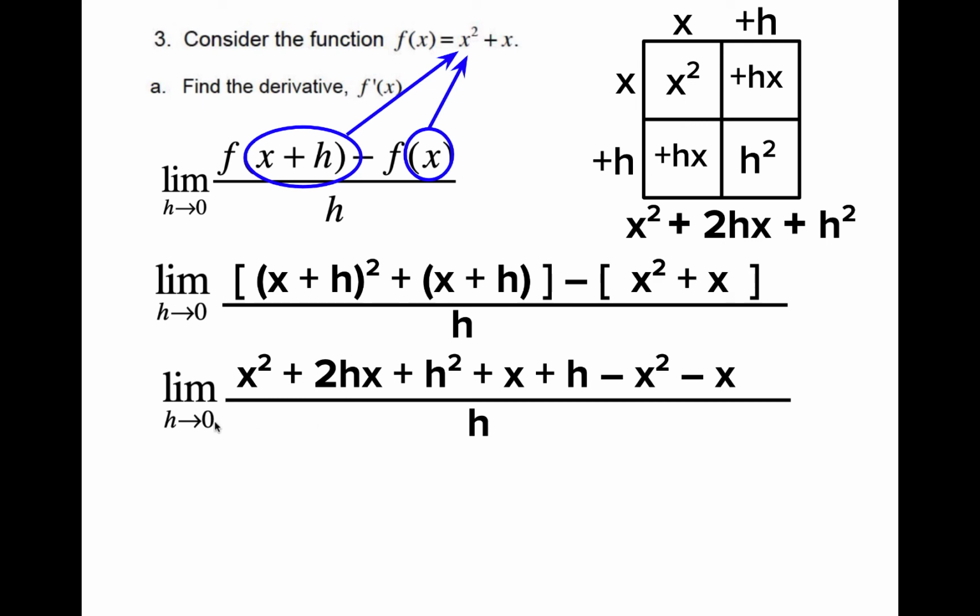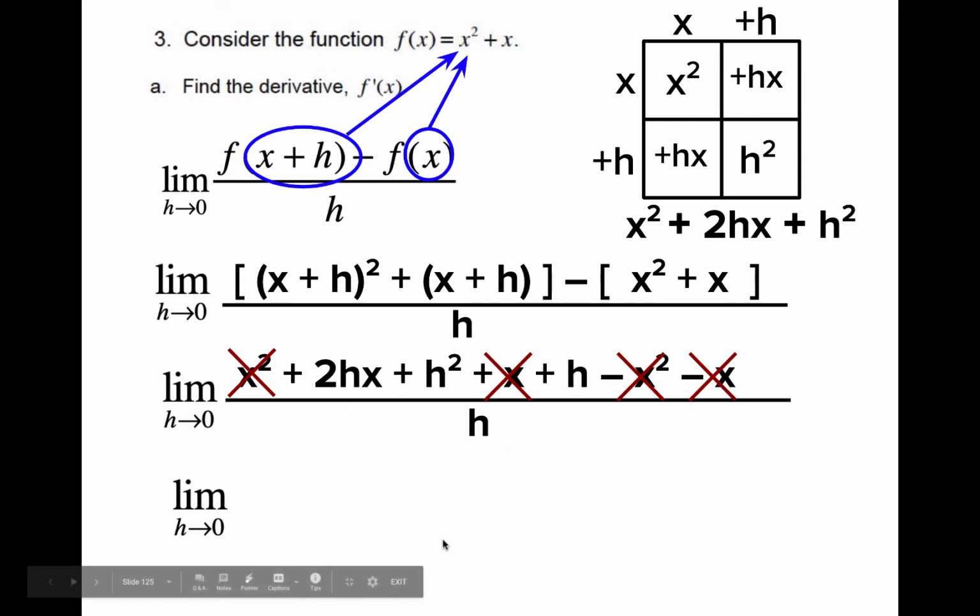So from here, I can start crossing things out. Notice I have this minus x squared. That'll cancel the positive x squared. And the minus x will cancel the plus x. Notice all of the remaining terms on top are divisible by h. That's how you know you did this correctly.